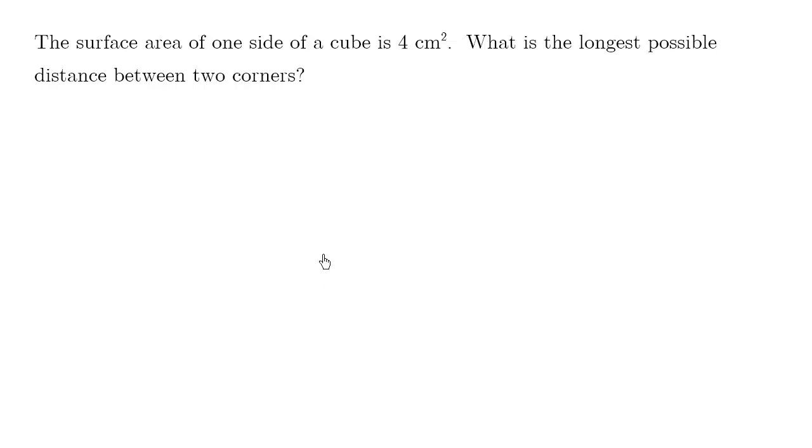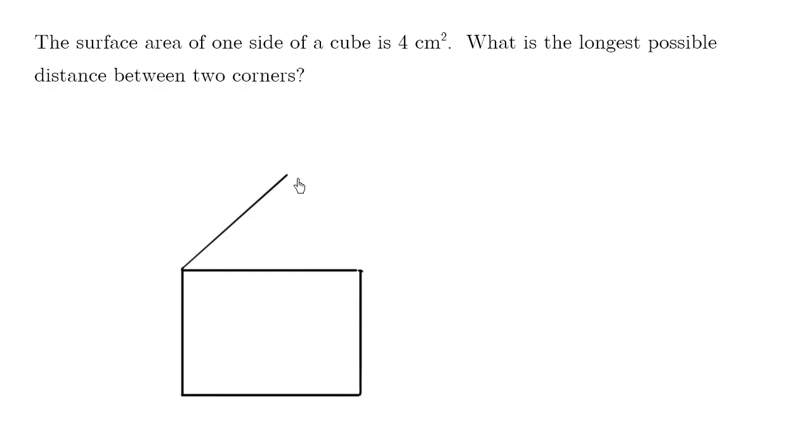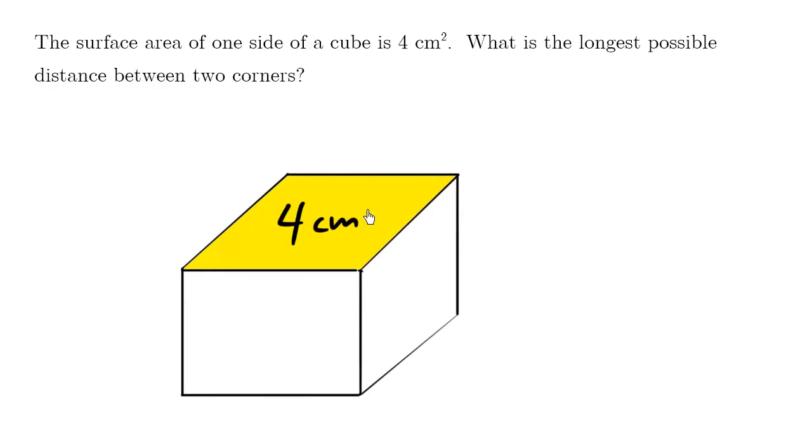Let's try another surface area / measurement type question. So we're given the surface area of one side of a cube. It's 4 centimeters. So we have a nice cube here. It's not exactly perfect, but the area of one side, and there are 6 sides to a cube, is 4 centimeters cubed. So we'll say this here, the area is going to be 4 centimeters squared.